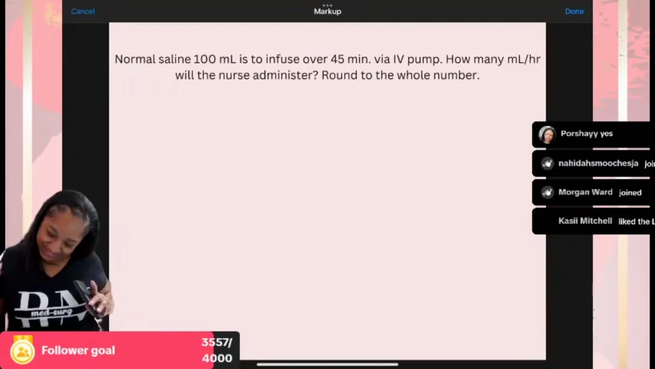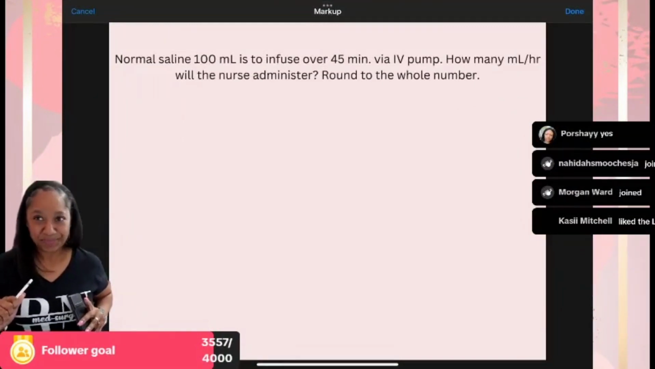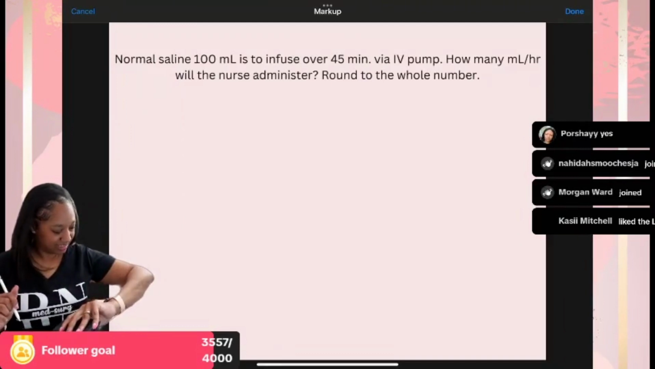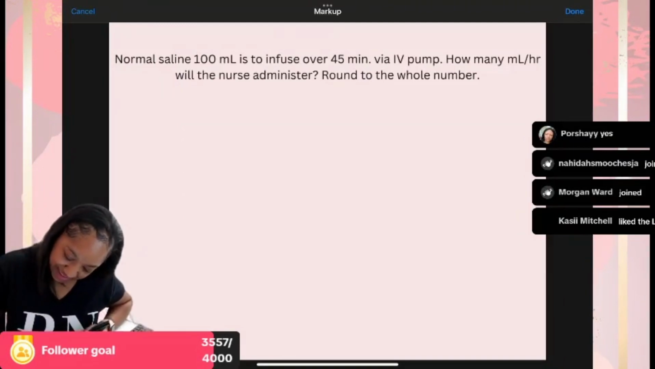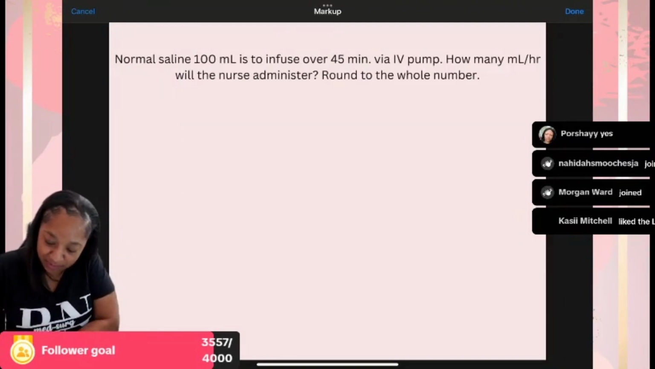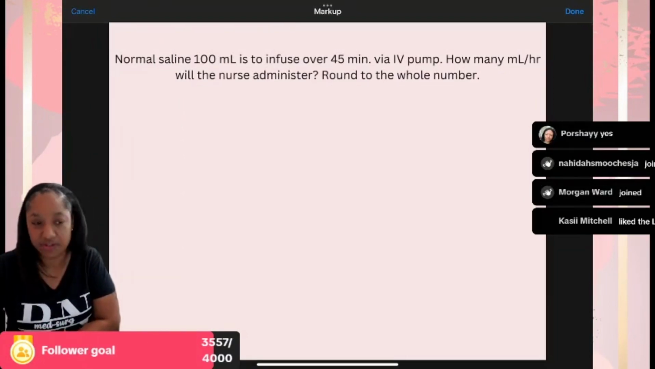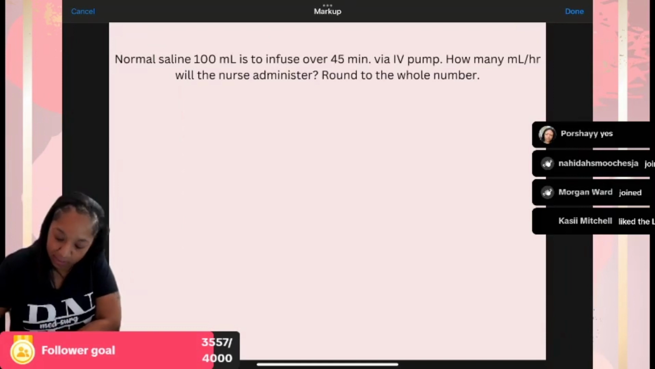All right. So another IV pump question. Normal saline to infuse over 45 minutes via pump. How many mLs per hour will the nurse administer? Round to the whole number.